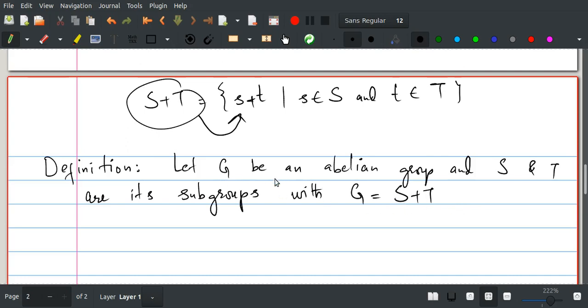So if G is such that G is equal to S plus T, where S and T, their intersection is the singleton 0. Obviously if S and T are subgroups of G, they must contain the identity element of G. So 0 is here and 0 is here as well. Now if S and T are such that their intersection is only the singleton and their sum is the whole G, then G is called the internal direct sum of S and T.